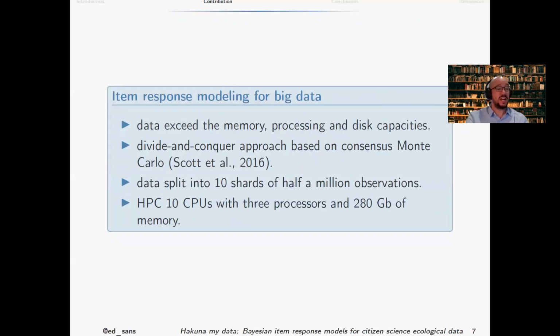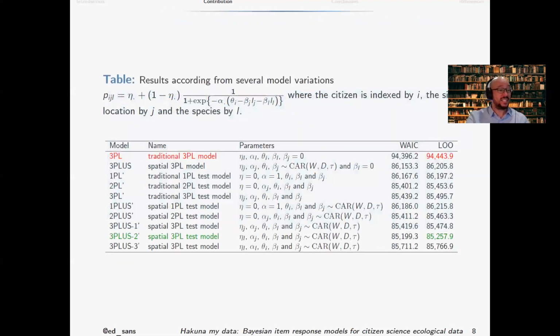We use a divide and conquer approach to fit the model within the Bayesian framework, combining posterior estimates using a weighting approach. Comparing several variations, the model that considers guessing associated with the species and a spatial autocorrelation on the site difficulties outperforms the rest based on leave-one-out cross-validation.